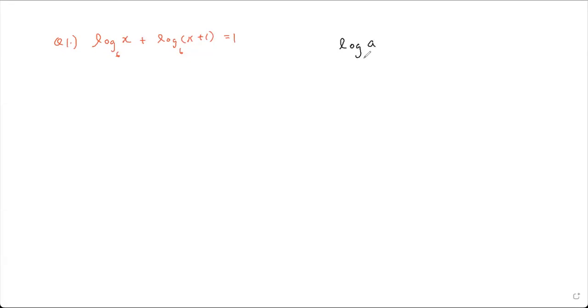Whenever you have log a, let's say base b, plus log c base b, this can be combined into log of a times c base b. This works if they have the same base. What about subtraction? What if I have log a base b minus log c base b? Then this is equivalent to log of a divided by c, base b.